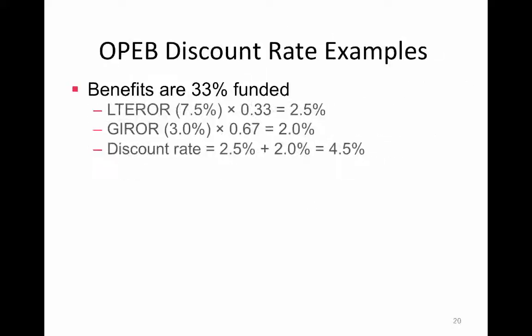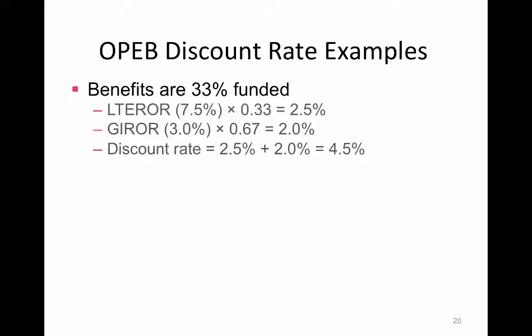The way you determine the weighting is usually done in one of two ways. It might be done based upon the degree to which the OPEB plan is funded. So if it has assets that are equal to 1/3 of the OPEB liability, it's 33% funded, so you'd multiply the long-term expected rate of return by 1/3, the government's general investment return by 2/3, and that weighted average would be then 4.5%. That's the discount rate that would be used to discount those projected OPEB benefit payments.